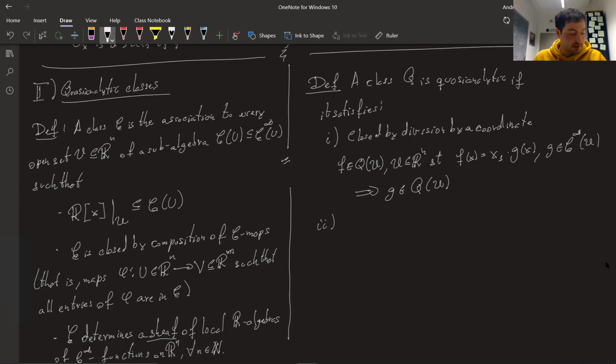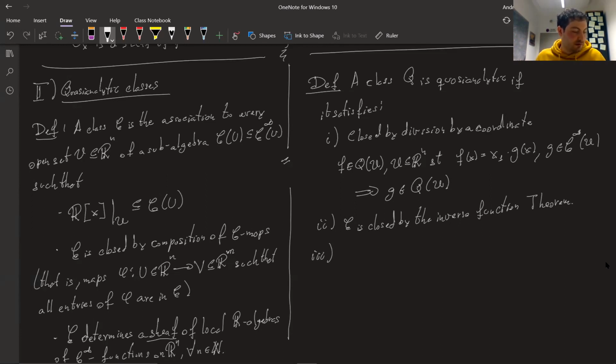We can also state it in a simple way: Q is closed by the inverse function theorem. Recall that if you take a smooth mapping whose Jacobian has a non-zero determinant, so it is not degenerate, then it admits an inverse, which is smooth. For example, in the analytic case, if the function is analytic, then the inverse is also analytic. So here we're asking the same: if the morphism is quasi-analytic, we want the inverse to also be in the same class, quasi-analytic.